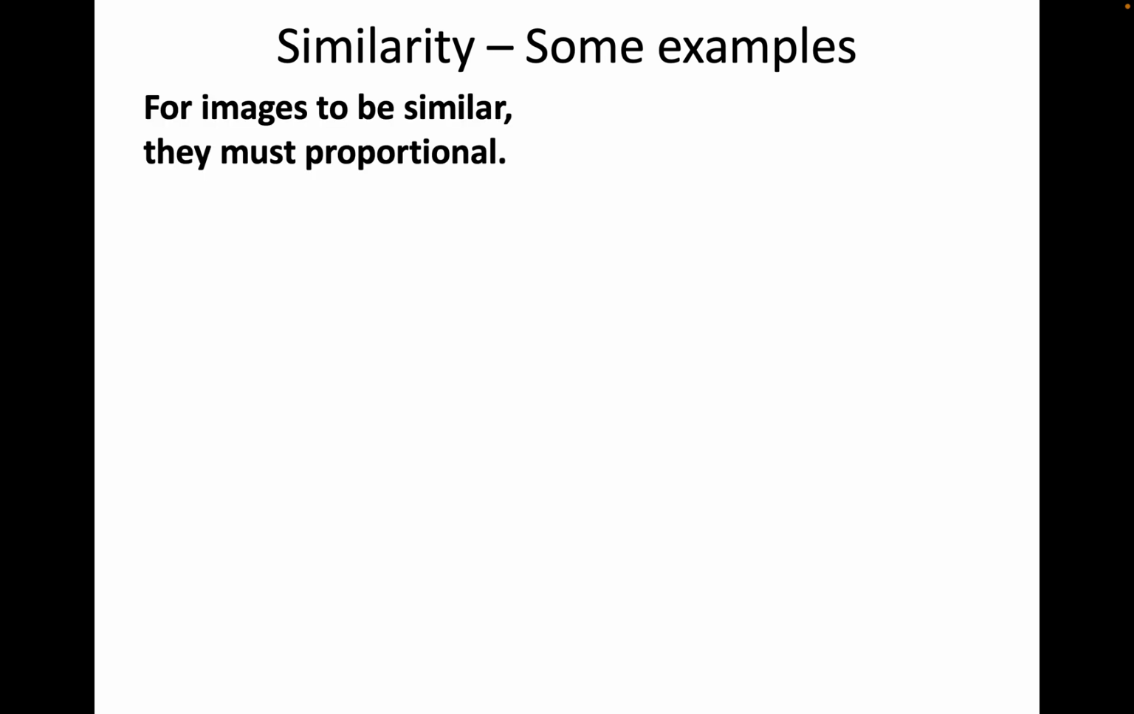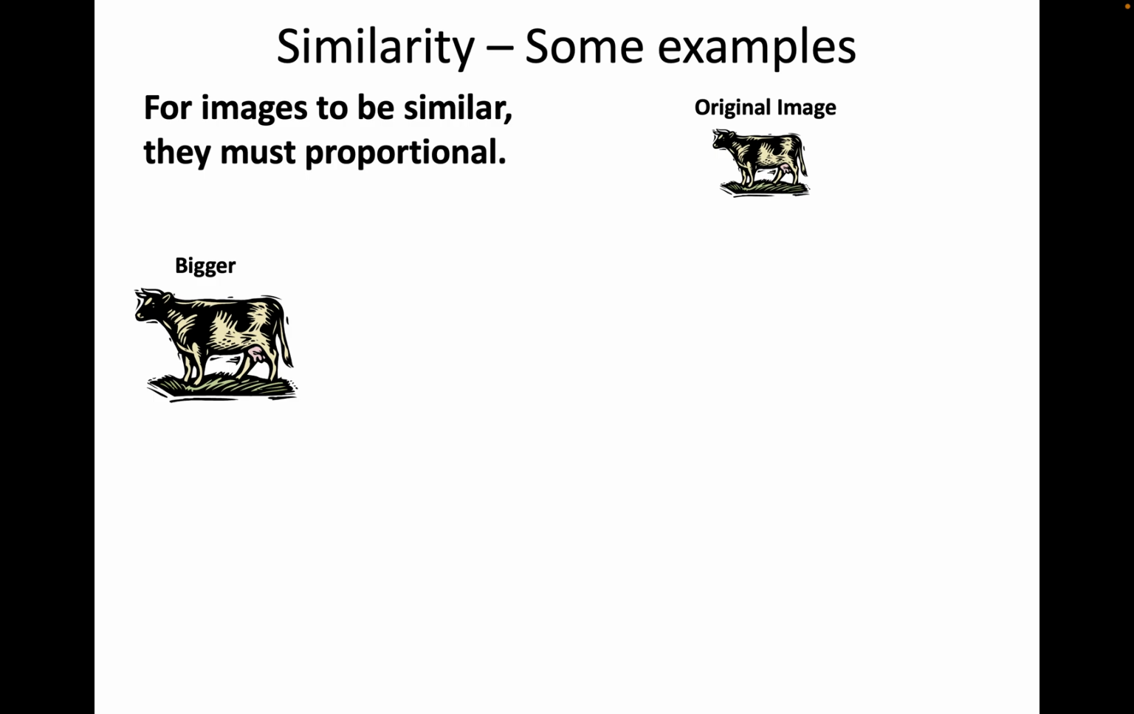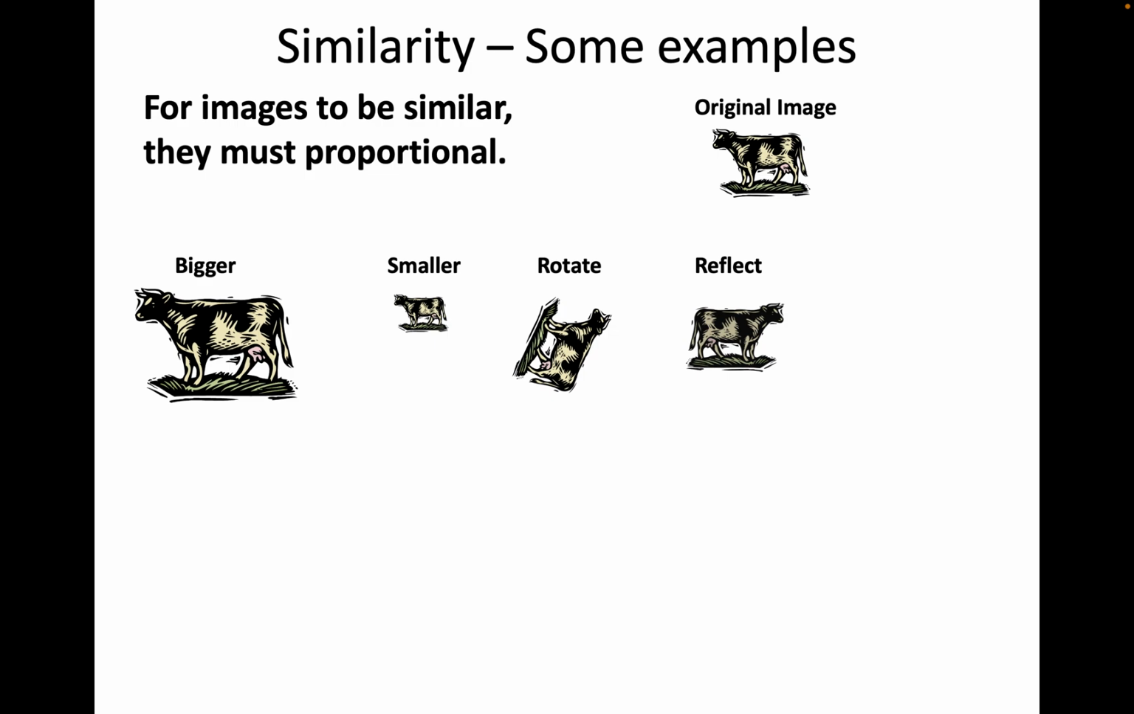Similarity means that if images are similar, they must be proportional. So let's start out with an image of a cow here. I can take this cow and make it bigger, or make it smaller, or rotate the original image around, or put the image in a mirror and reflect it, or do a combination of these things, like make it bigger and reflected and rotated.